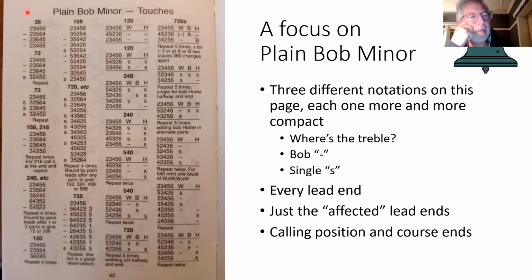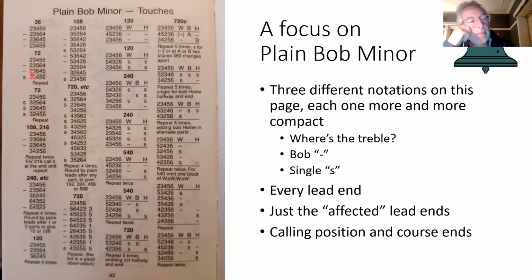So you think to yourself, what the heck is all this? There isn't a treble. And someone in their wisdom had decided back in the day that there's not much point, because the treble's always going to be in first position. Why? Because we're not writing out every single row. Okay, now across this one page, there are 3 different kinds of notation.